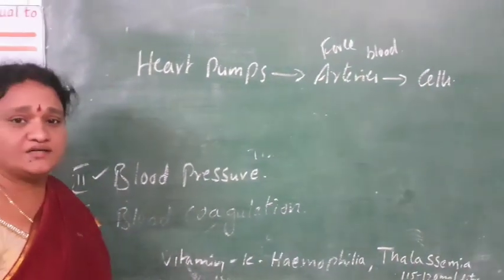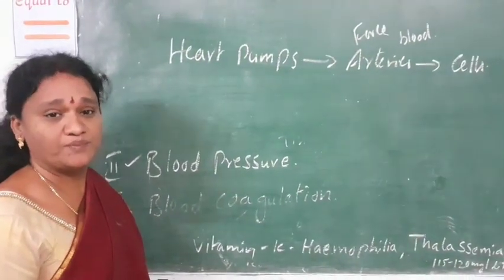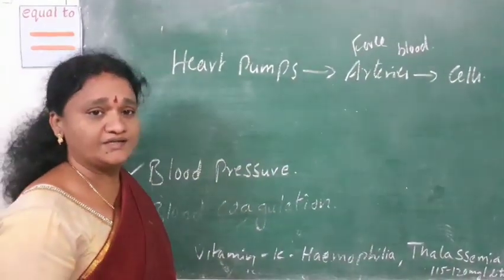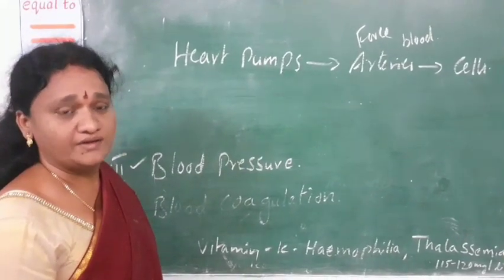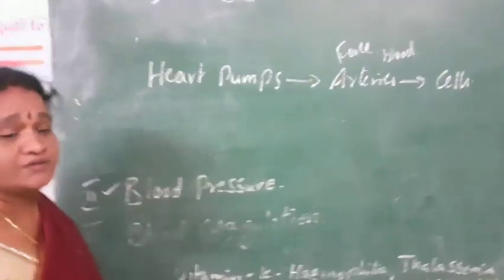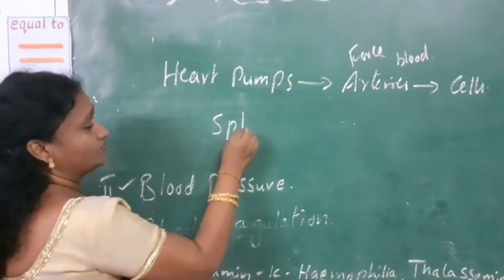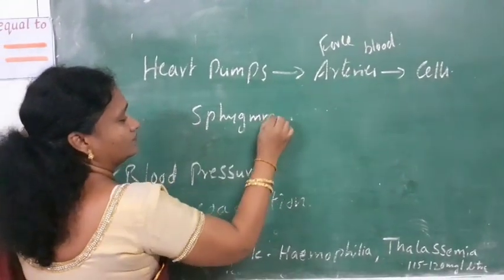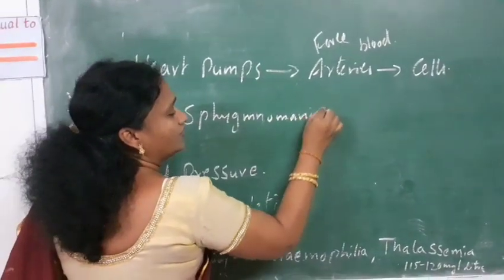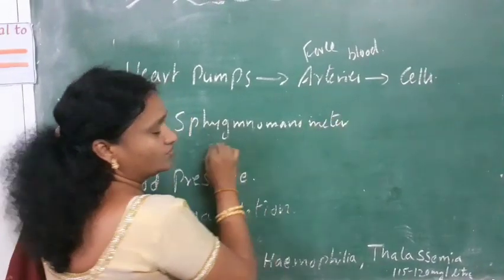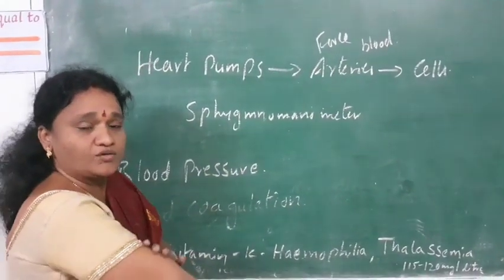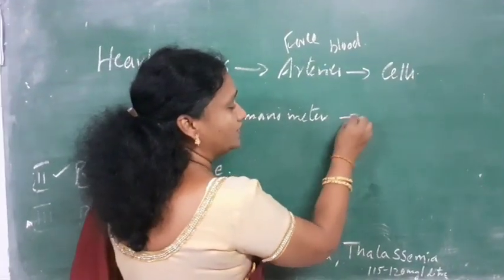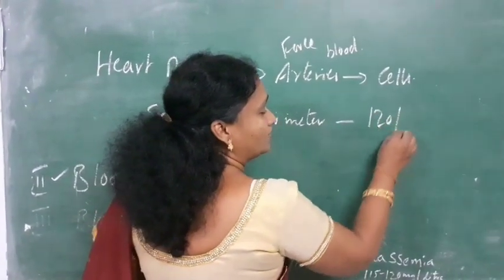Generally you might have heard the word blood pressure from your parents. Blood pressure is nothing but the pressure created in the arteries by the heart to pump the blood to various cells. Generally the doctors use a sphygmomanometer in order to measure the BP. The instrument that is tied around the elbow is the sphygmomanometer, which is used to measure the BP. Generally the BP will be 120/80.